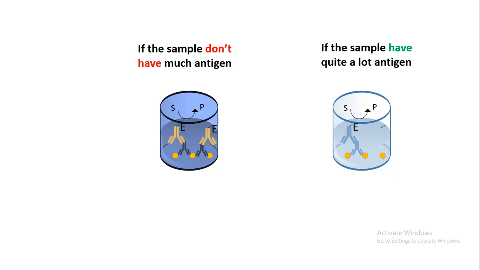So if a lot of antigen is present, then a very faint color would be developed in a competitive ELISA. But if there is very little antigen, then a dark color would develop in the competitive ELISA. So that is all about ELISA.